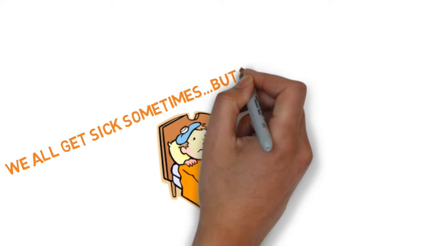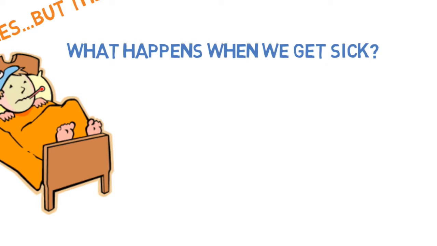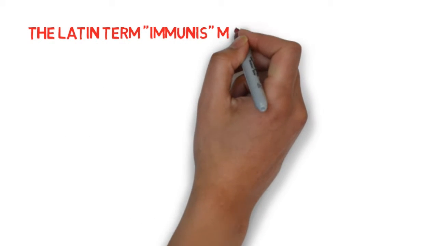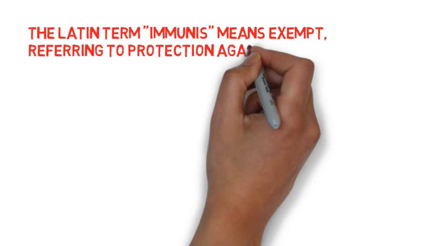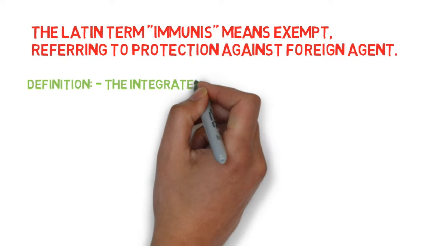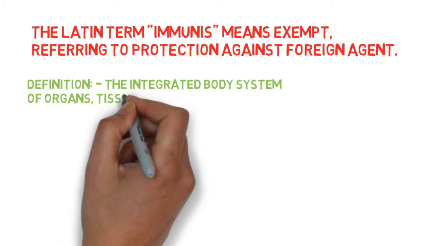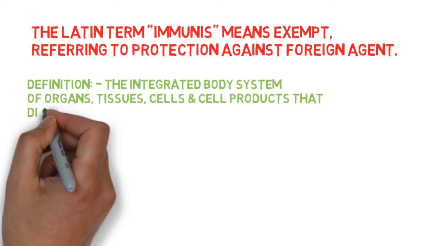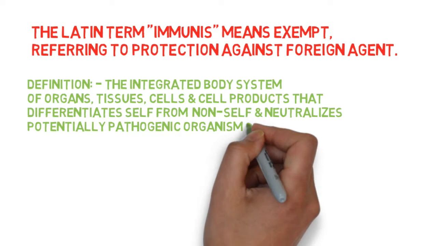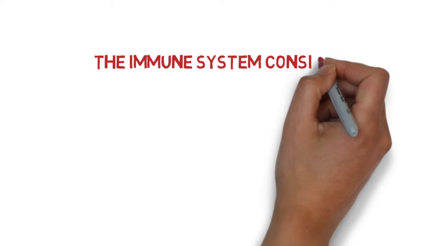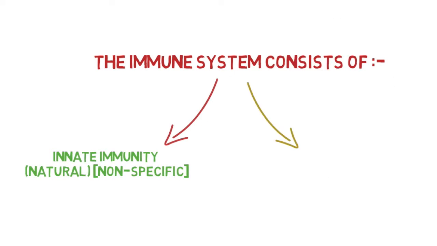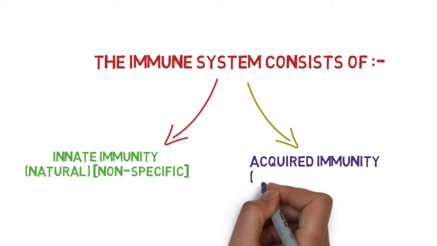We all get sick sometimes, but then we get better. What happens when we get sick? Why do we get better? The Latin term immunis means exempt, referring to protection against foreign agents. By definition, the immune system means the integrated body system of organs, tissues, cells, and cell products that differentiates self from non-self and neutralizes potentially pathogenic organisms. The immune system consists of innate immunity, or natural or non-specific, and acquired immunity, or adaptive and specific.